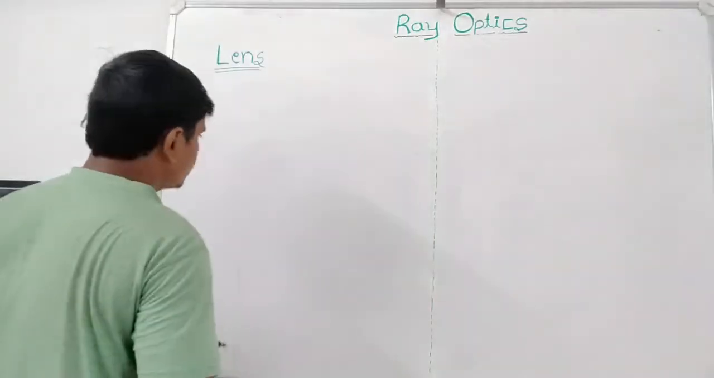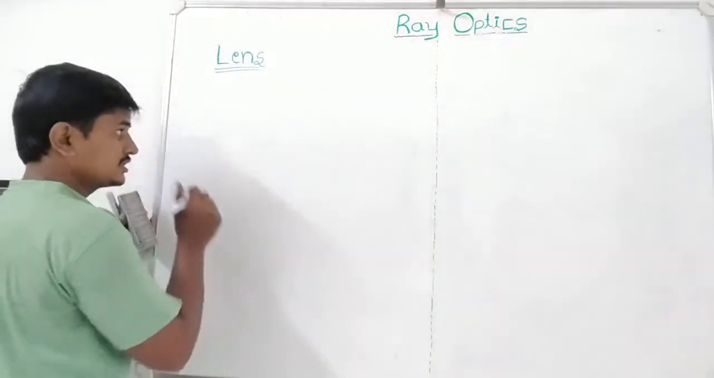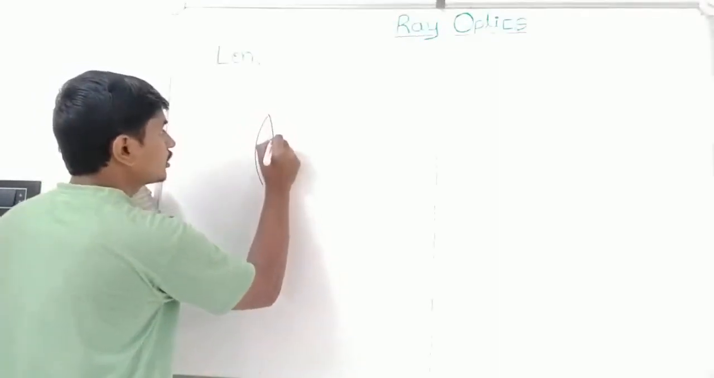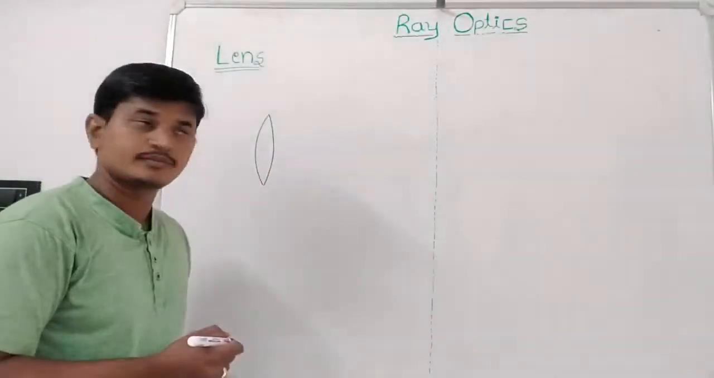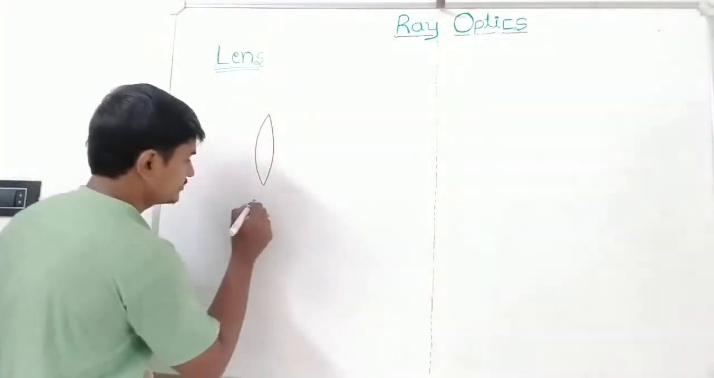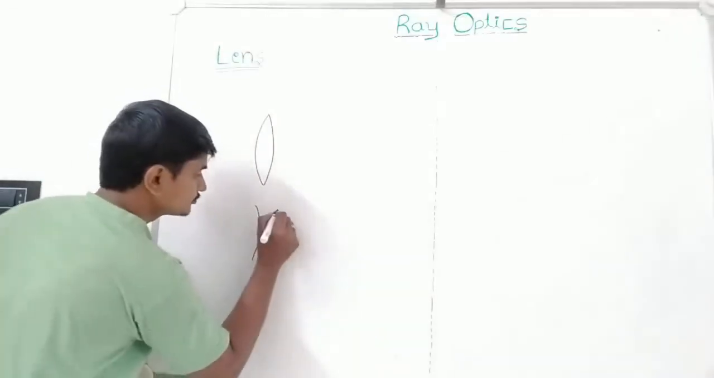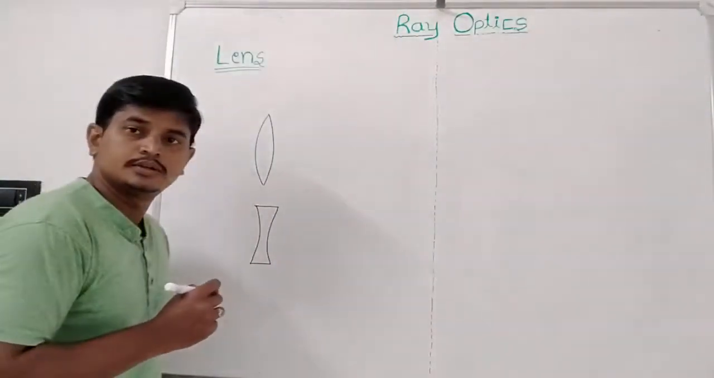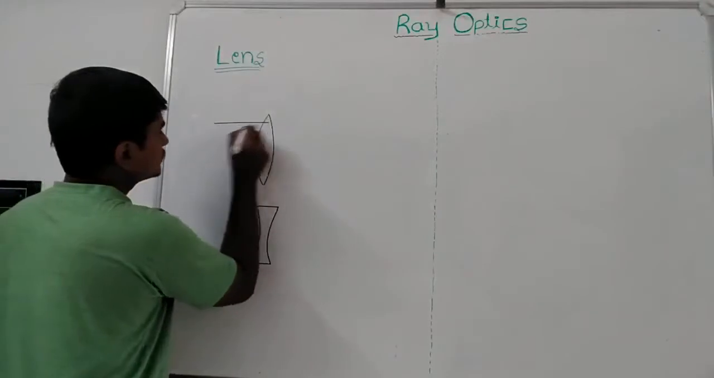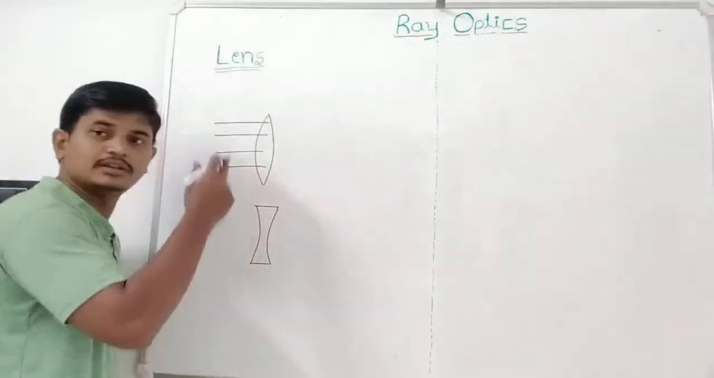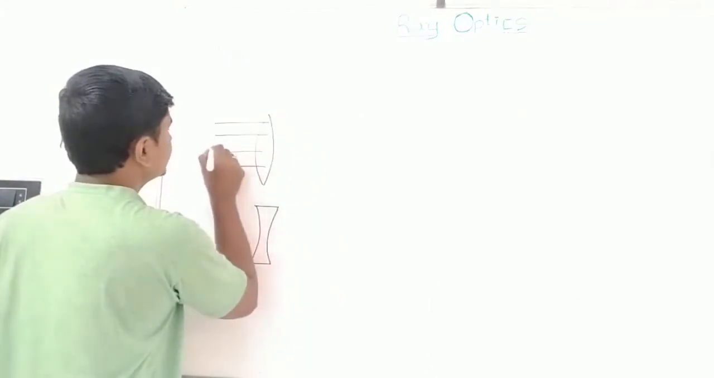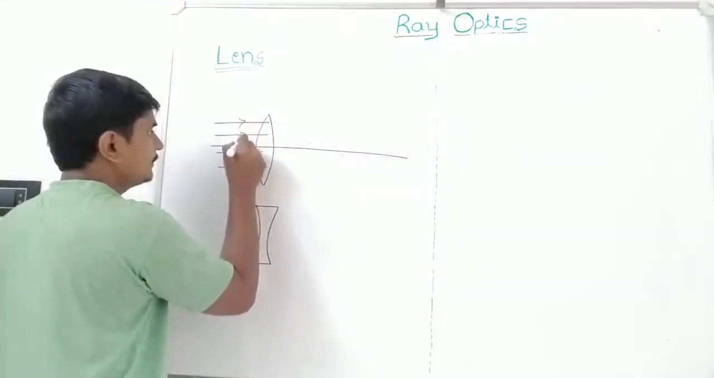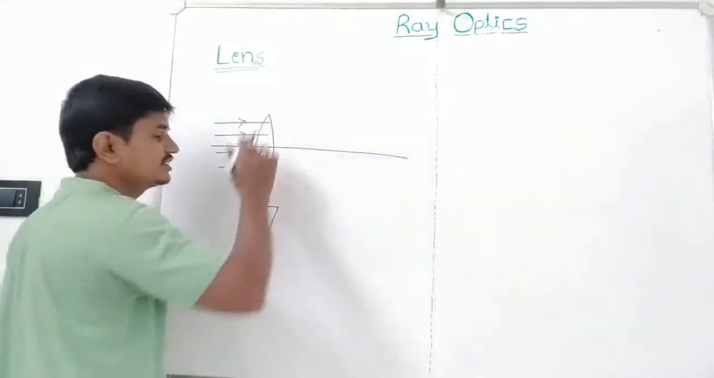So what is the principal focus? The principal focus. You can take a convex lens or a concave lens. I am explaining concave lens too. See, when a parallel beam of light is incident on the lens, this line is the principal axis, and these are the parallel beam of light incident on the lens.